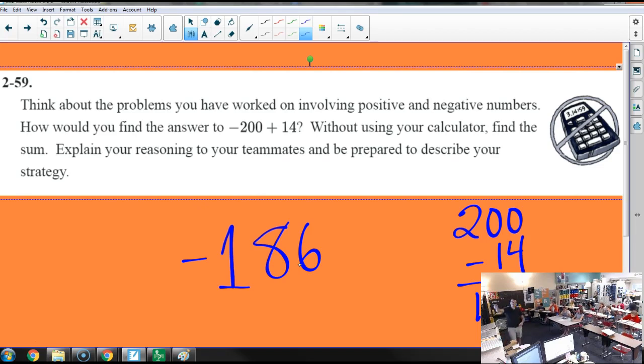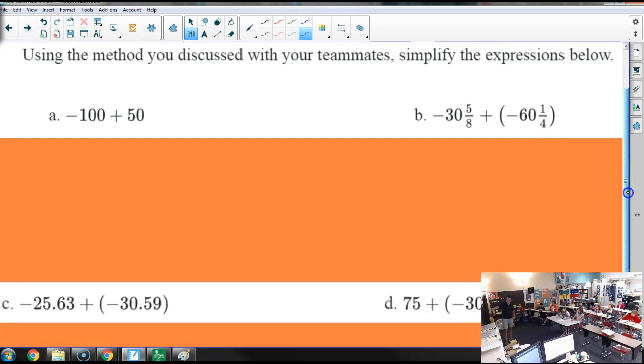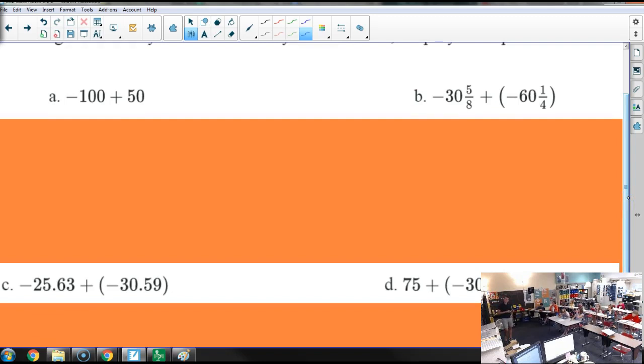Real quick, let's talk about some decimal values because they're a bit more difficult. So decimal or fraction, like B here. What would we first off, Morgan, what would we do in B before we even try to tackle it? Yeah, we convert so that we have a common denominator, right? So negative 30 and 5/8 plus negative 60 and 2/8.